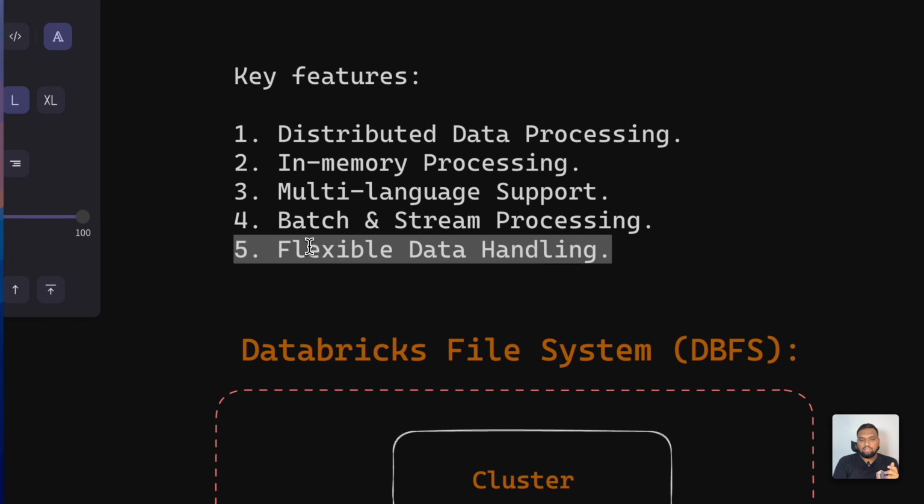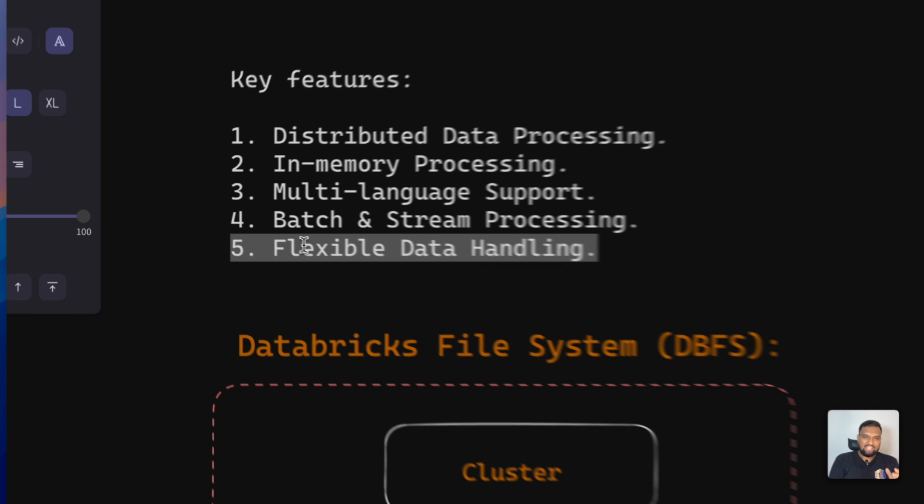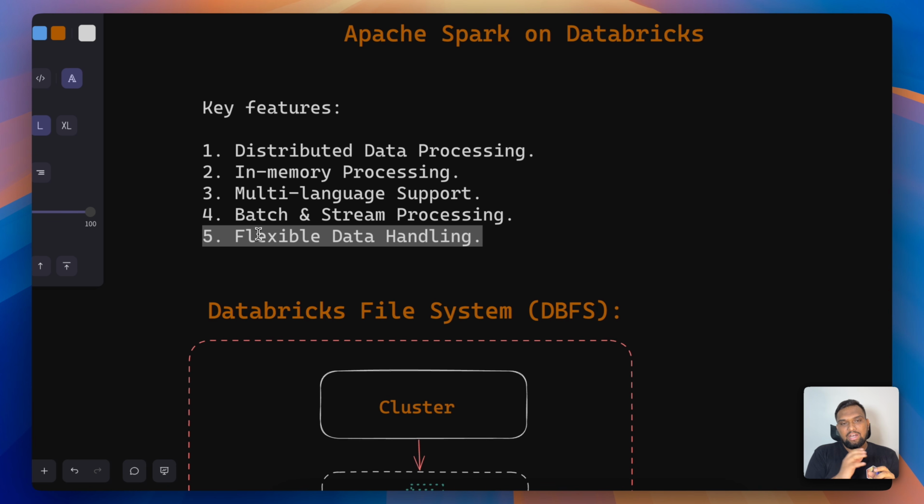The final key feature that I could think of is flexible data handling, right? Databricks, powered by Spark, can handle structured, semi-structured, and unstructured data. This flexibility is crucial in modern data ecosystems where data comes in various forms, such as CSV files, JSON objects, images, videos, and even complex nested data structures, right? So Databricks can efficiently handle all of these different data formats.